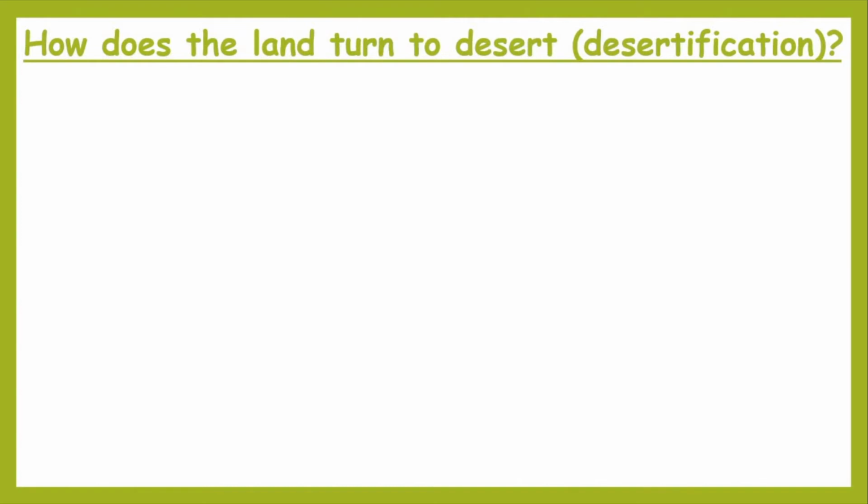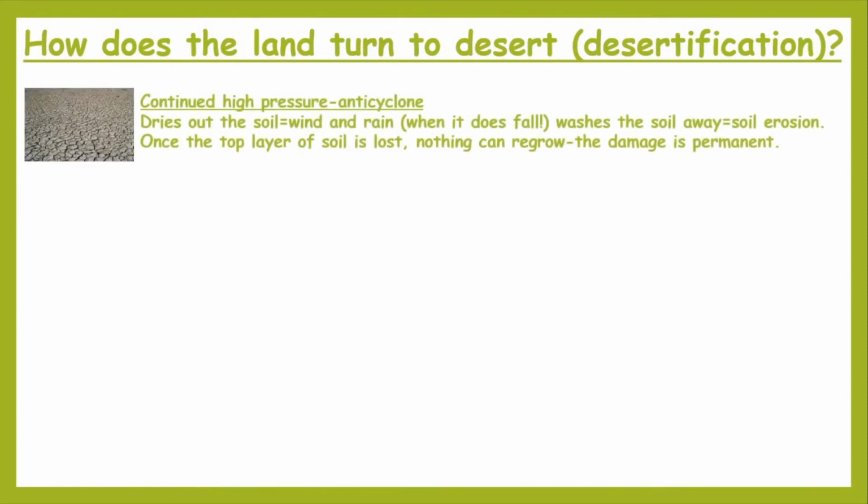So the first reason that land turns to desert is the natural one that we've touched upon already. We can't change anticyclones. They've always happened and will continue to happen, although they're becoming more common in already hot climates due to climate change. So that's your main natural cause of desertification. If an anticyclone goes on too long, you get a prolonged period of very dry weather.